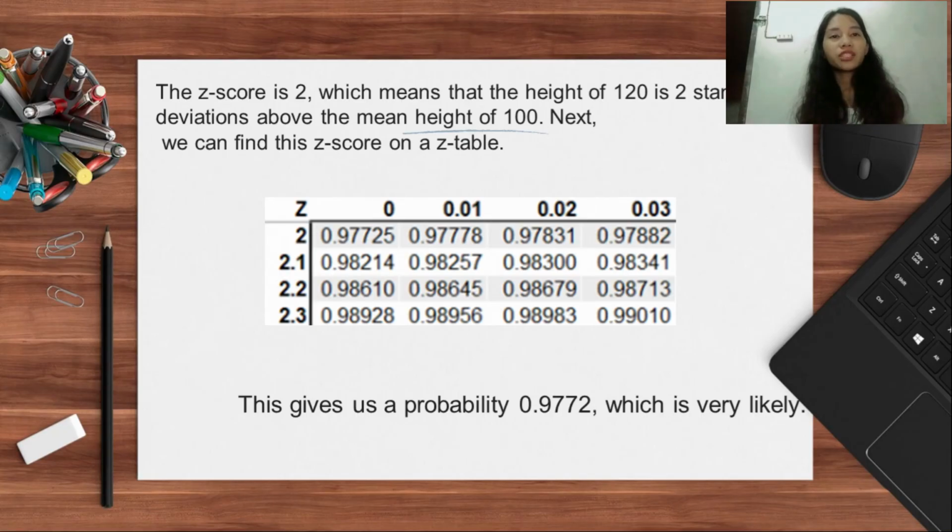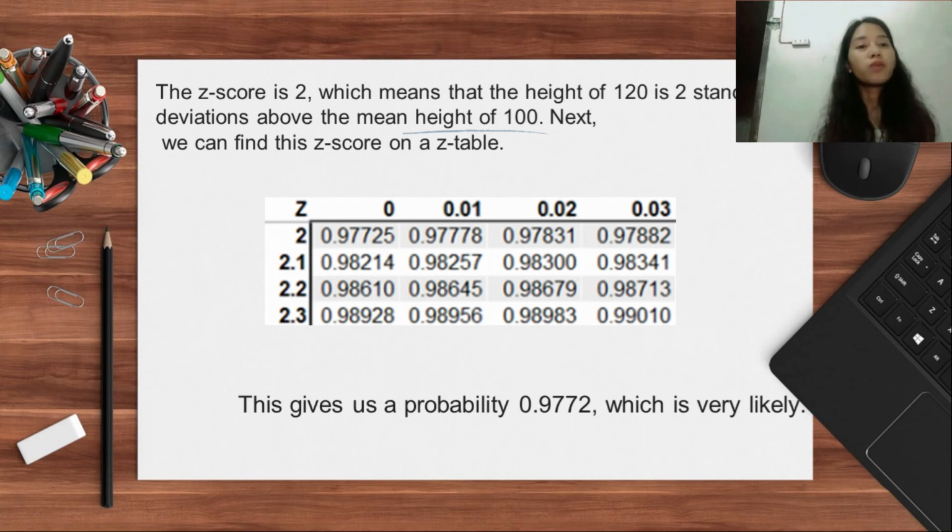The z-score is 2, which means that the height of 120 is 2 standard deviations above the mean height of 100. Next, we can find this z-score in the z-table. This gives us the probability of 0.970072, which is very likely.